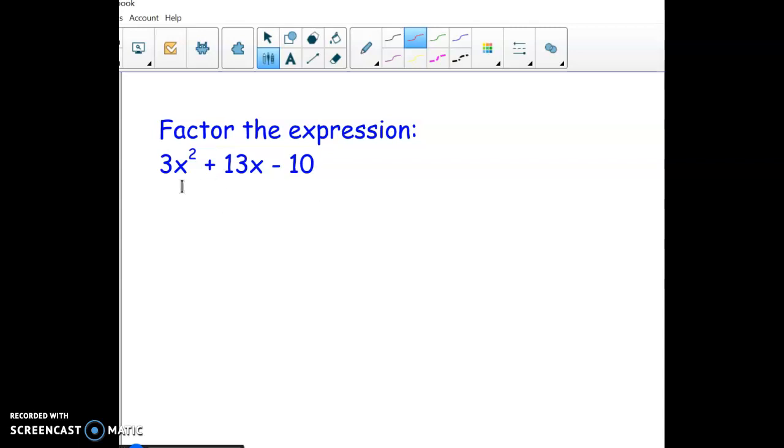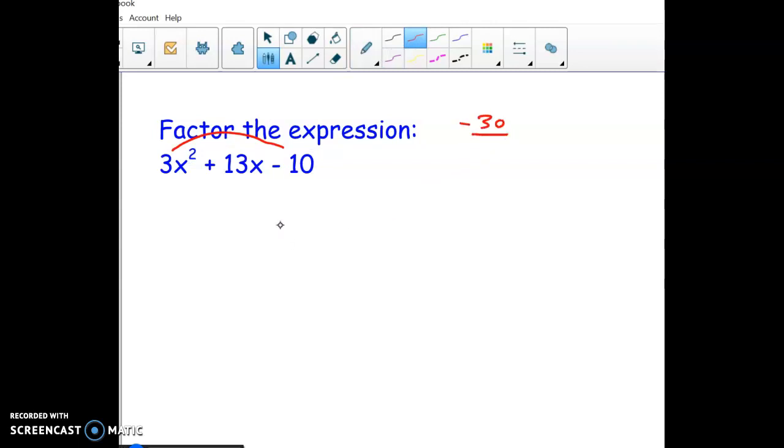So the trick is no GCF, right? There's nothing that evenly divides all three parts. So I have to do my long factor. And it's not my favorite, but we'll review that process one more time. So we're going to start by multiplying those two together, 3 and negative 10.